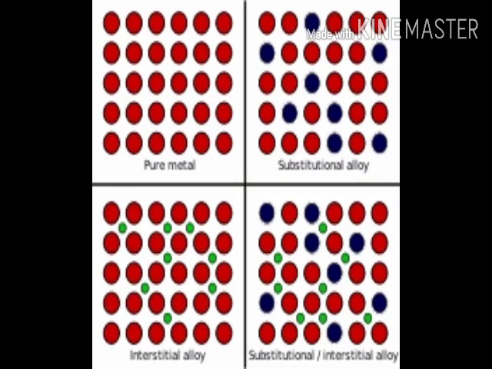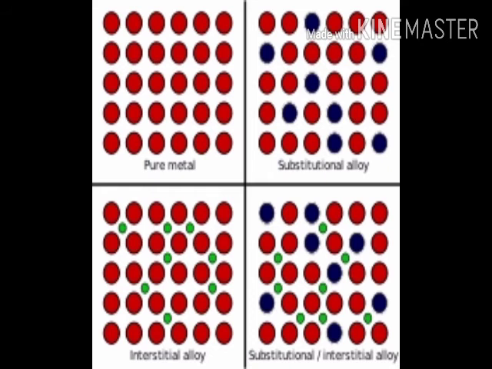Alloys can be considered a solid solution. In a solution, two substances are present: one is the solute, the other is the solvent. The lesser amount of substance is known as the solute, and the larger amount of substance is known as the solvent. Here also the alloy is considered a solid solution. In brass, zinc is the solute and copper is the solvent. In jewelry, gold is the solvent and copper is the solute.